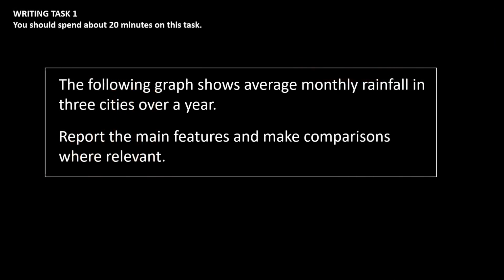All right, let's get started. The following information is for a task you'll be completing. You should spend about 20 minutes on this task. The following graph shows average monthly rainfall in 3 cities over a year. Report the main features and make comparisons where relevant.